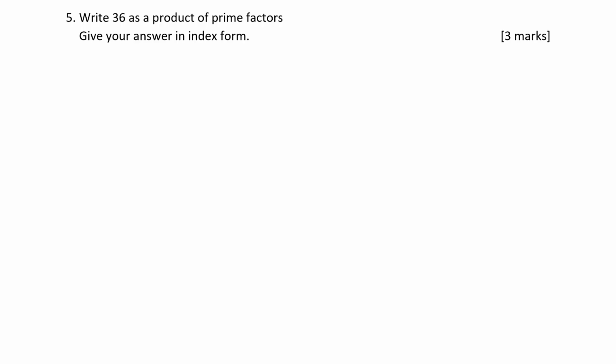Question 5. Write 36 as a product of its prime factors. Give your answer in index form. Now, I like to do these as a factor tree. So starting off with 36 as my top number, I need to find a pair of numbers that multiply together to give me 36. 3 and 12 spring to mind.